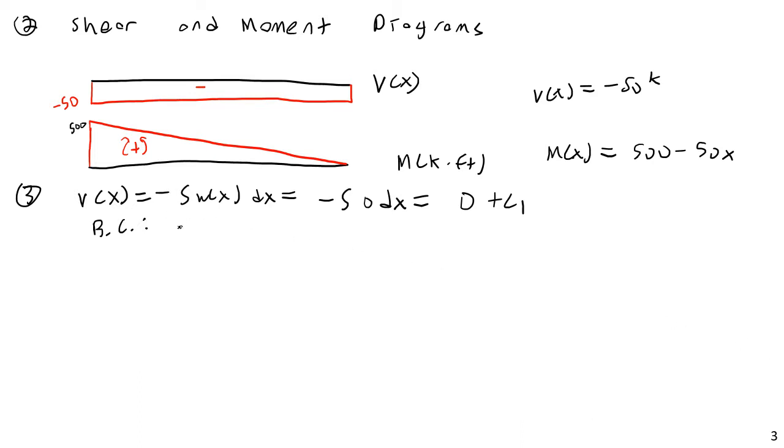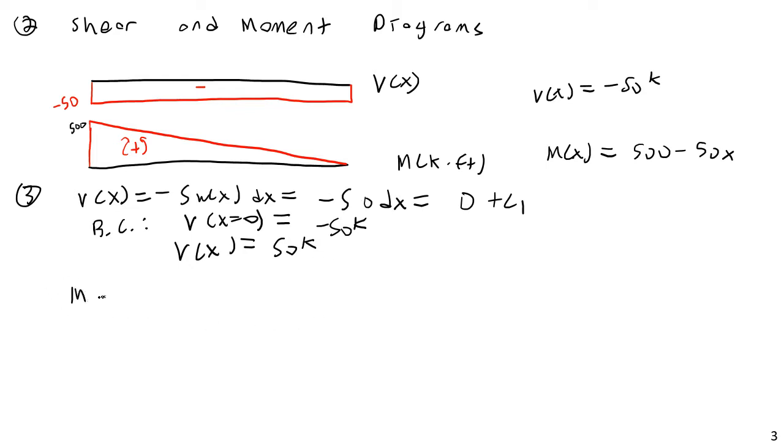And here, we do know the shear at the end of the beam, and the boundary condition is that V at x equals 0 is equal to -50 kips from the reaction. And so therefore, C1 clearly equals -50, so V as a function of x is equal to -50 kips.